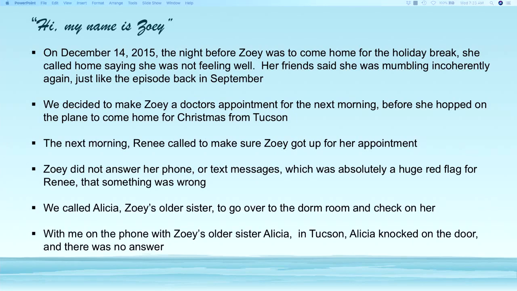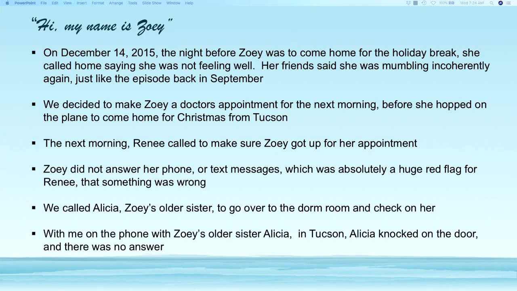The next morning, my wife, Renee, called to make sure Zoe was up for her appointment. She didn't answer her phone, she didn't respond to text message, and that was actually a huge red flag for us because not a day or probably hour went by during every day that Zoe and my wife, Renee, didn't have some sort of communication. We called Alicia, Zoe's older sister, to go over to Zoe's dorm room and check on her. With me on the phone from Houston, Alicia went over.